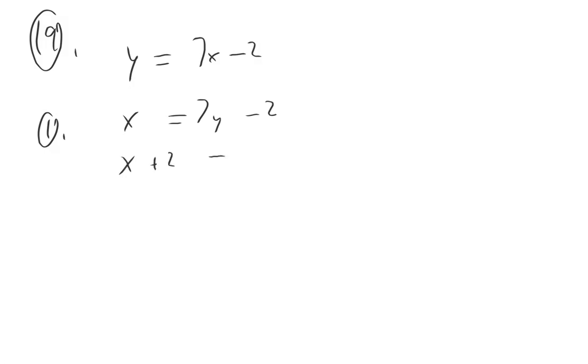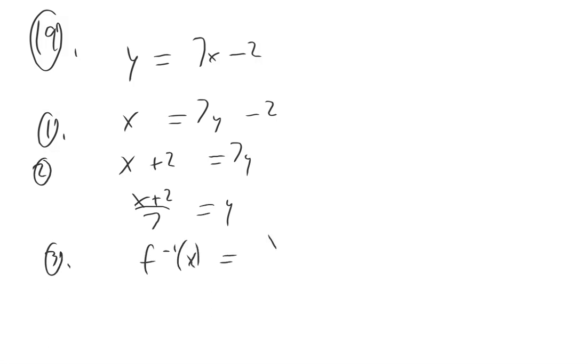Okay, now let's try problem 19. Problem number 19 says y, or f of x, which is the same thing, equals 7x minus 2. So we're finding the inverse of this. First of all, you change y to be x. Next you get y by itself. So I'm going to move the 2 over. Then I'm going to divide by 7. Now once y is by itself, the last step is you change the name of it to be called f inverse of x. So f inverse of x equals x plus 2 over 7.